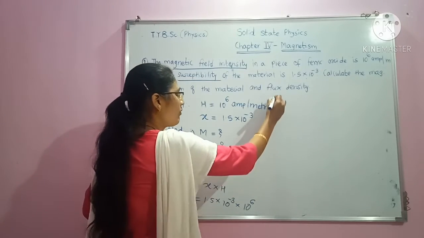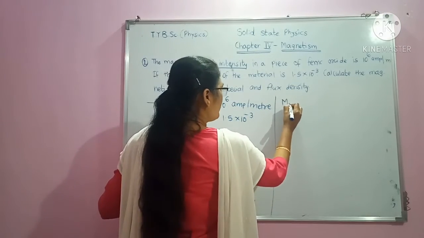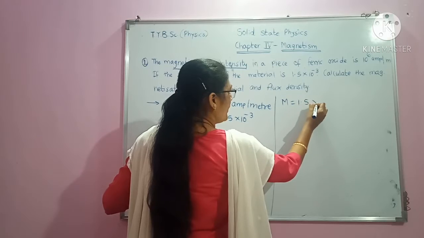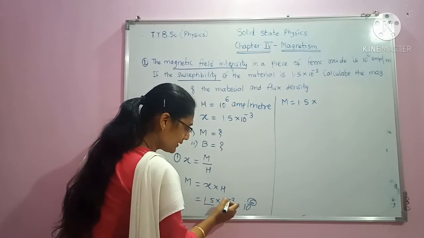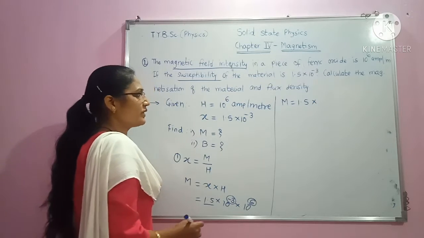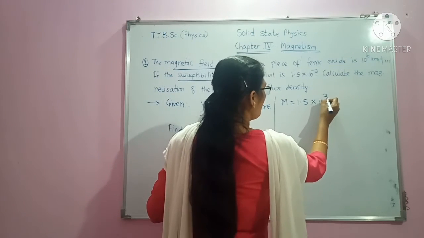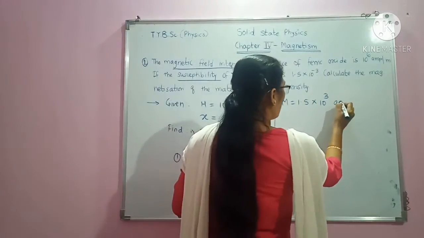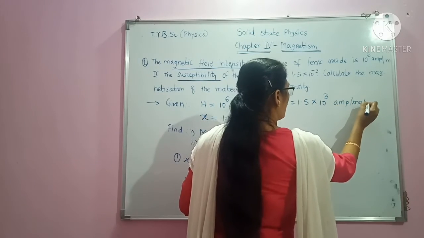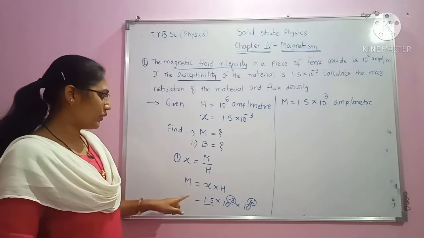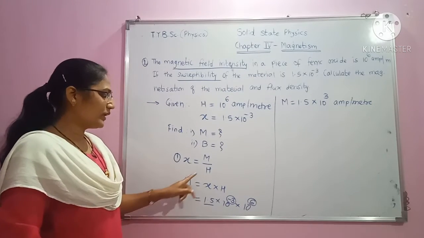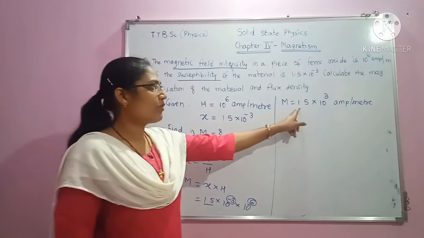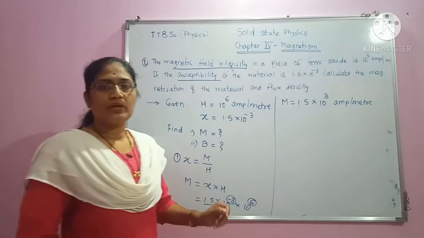So value of M will become 1.5 into 10 raised to 6 plus 6 and 10 raised to minus 3. So it will come out as 10 raised to 3. And we know that the unit of magnetization is ampere per meter. So in the first part we have calculated the magnetization produced by using the value of susceptibility and applied magnetic field, and it is found out as 1.5 into 10 raised to 3 ampere per meter.